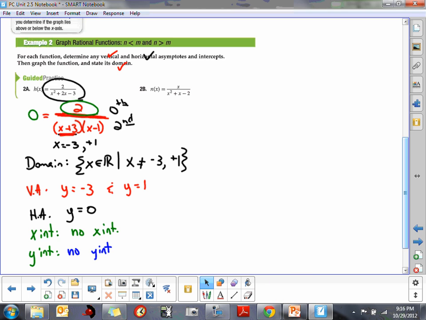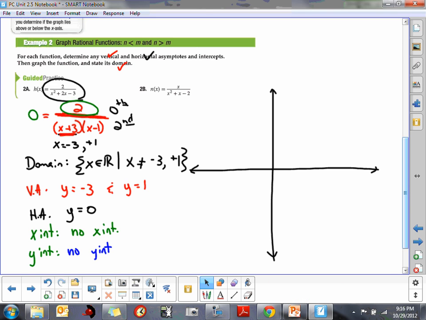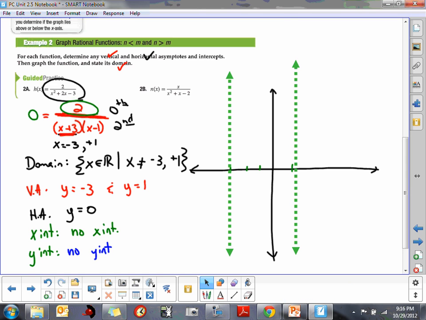So the first thing I'm going to do is sketch an X and Y axis. I'm going to put in the locations of -3 and 1 for our vertical asymptotes. So 1, 2, 3, and at +1. There's got to be a vertical asymptote at -3. There's got to be a vertical asymptote at 1. Slide it over just a bit.